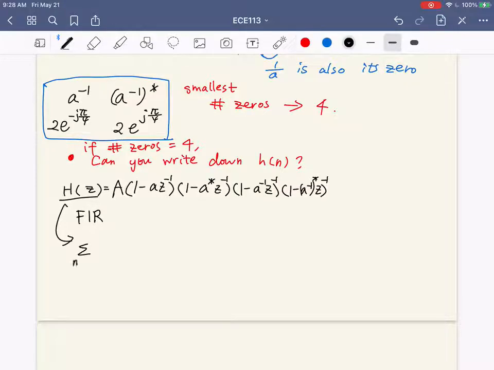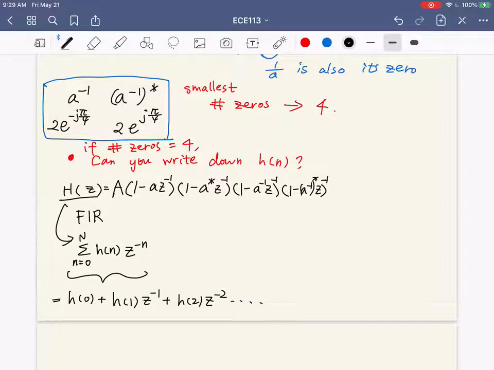The transform, let's say it starts from 0 and goes to n because it is causal and finite, right? The n is the length of the filter. And it should be like this, right? And you'll see that if you expand it, it should look like H of 0 times 1, and H of 1 times Z to the minus 1, and H of 2 times Z to the minus 2, blah, blah, blah, right? Therefore, if you expand this expression, you'll be able to write it in this form, right?